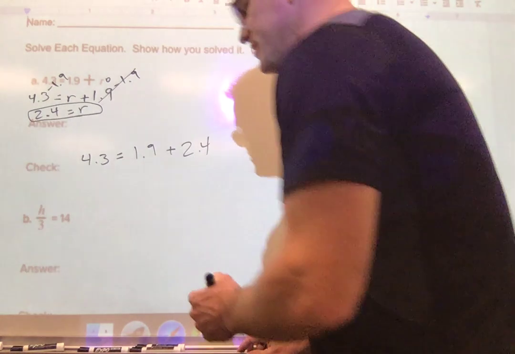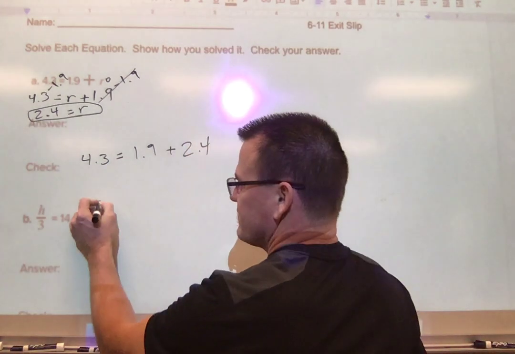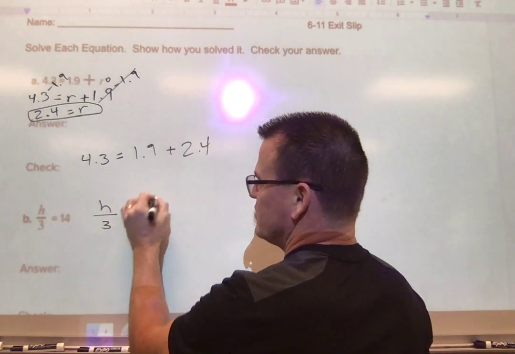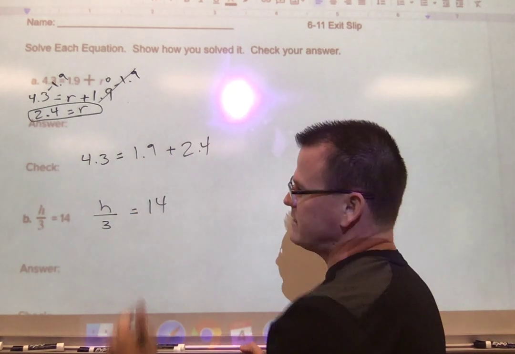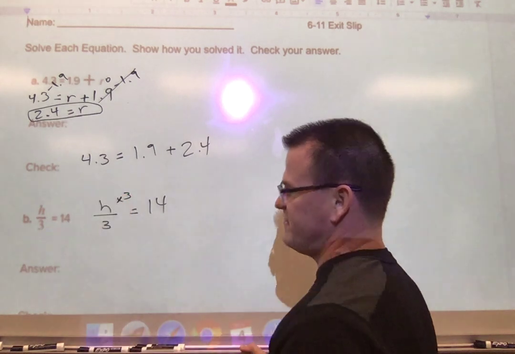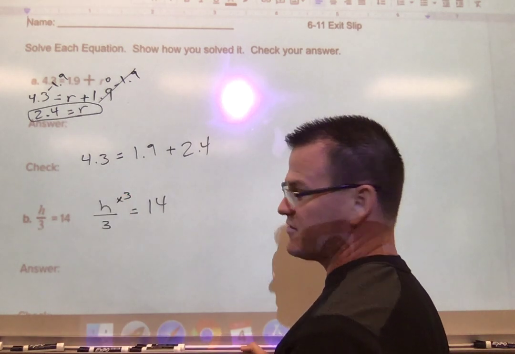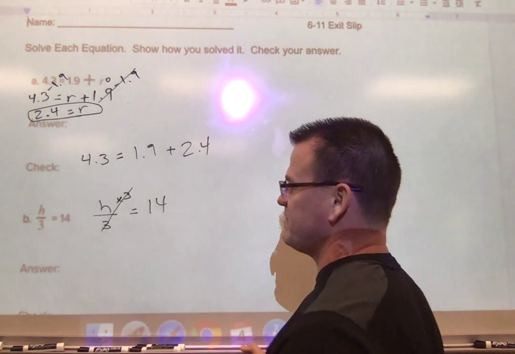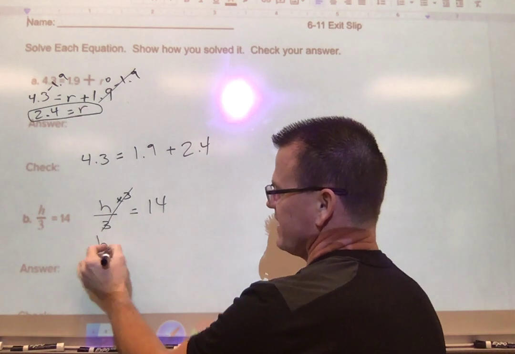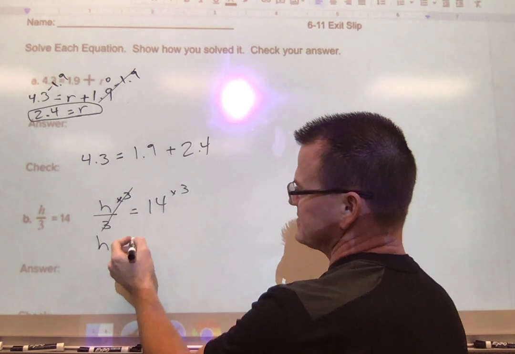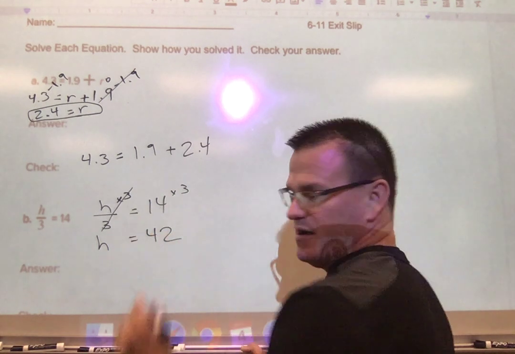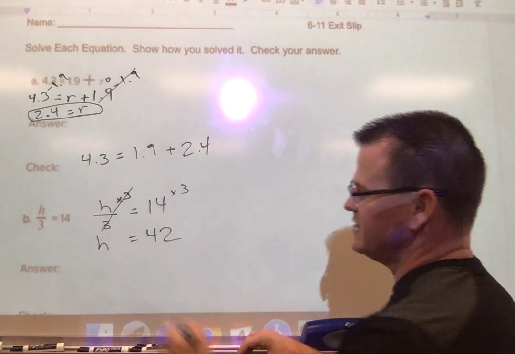But if I'm using my traditional work here, I've got h divided by 3 equals 14. Remember, I took h and divided by 3. How do I undo that? I multiply by 3. If I divided it by 3 and then multiplied it by 3, it's like it didn't happen. Inverse operations. So I'm left with h. If I take that times 3, I must take this side times 3 to keep it balanced, and I get h equals 42. So again, there's my answer.